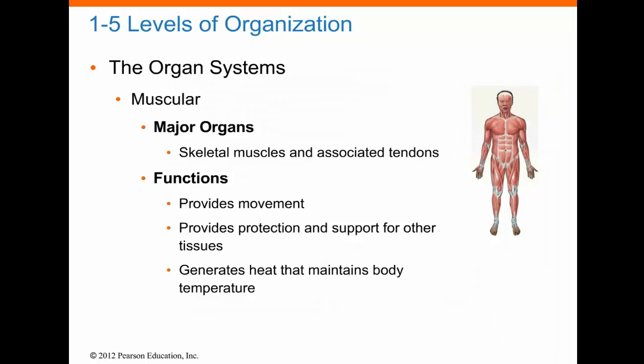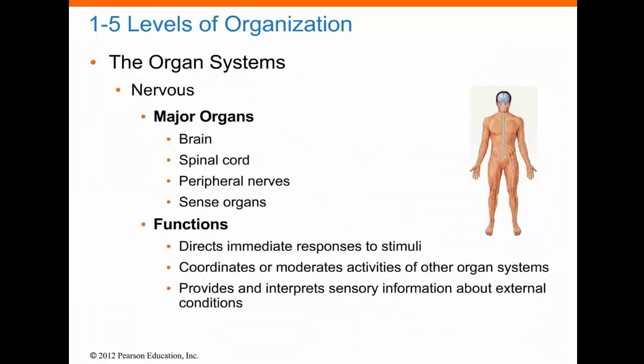If we look at the nervous system, we will be covering part of the nervous system in context with each of the other systems that we are covering. So the major organs, of course, are the brain, the spinal cord, the peripheral nerves. So peripheral means on the outside or the edges, and of course the sense organs. Now the function of the nervous system is to provide direct response to stimuli.